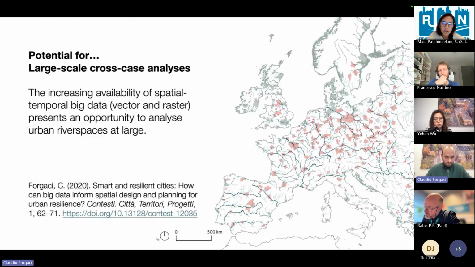Moreover, with such a neutral method of delineation, there is a potential for large-scale cross-case analysis, especially considering the increasing availability of spatial temporal big data, both in terms of vector and raster data, which presents an opportunity to analyze urban river spaces at large. So trying to understand what similarities and differences exist between a large number of river cities. And here I would like to hand over to Yehan to show you a use case of this kind.